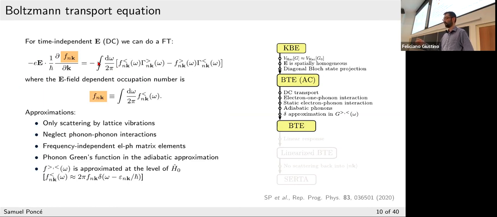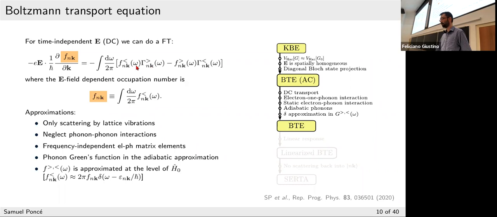And because you are now not depending on the derivative in time, you can do a Fourier transform and work in the frequency domain. And then you can integrate over the frequency, and this gives you the occupation function. So this is the field-dependent occupation. So this is the out-of-equilibrium occupation of your state. When you are in equilibrium, this F reduces to the Fermi-Dirac distribution function.